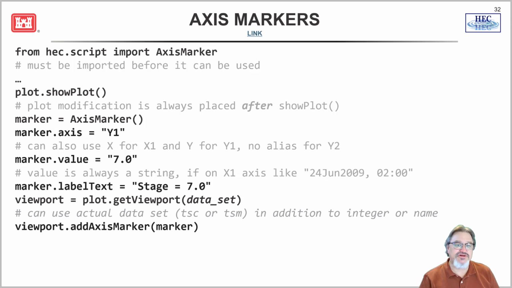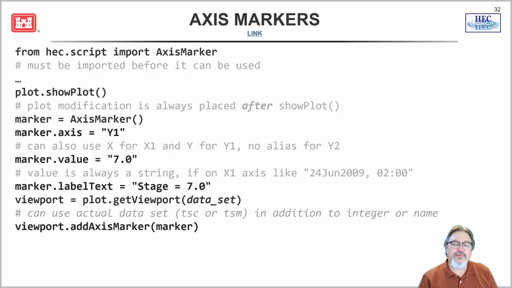Now this is interesting. If you're setting it on the Y axis, then you'll set it on the viewport that has that Y axis. So if you have multiple viewports and one of the viewports has stage, you would set it on the viewport that has stage.